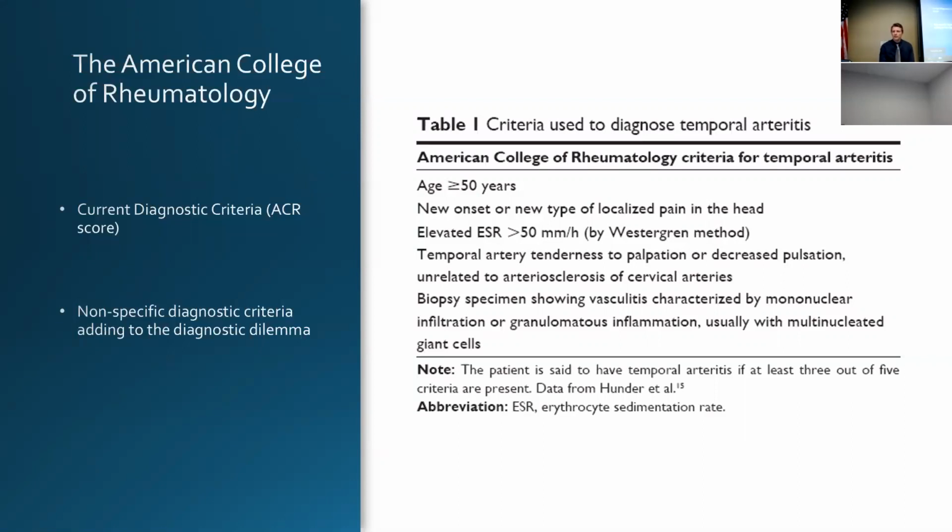So you could be a 50-year-old with a slight headache and an elevated ESR and technically carry a diagnosis of GCA.